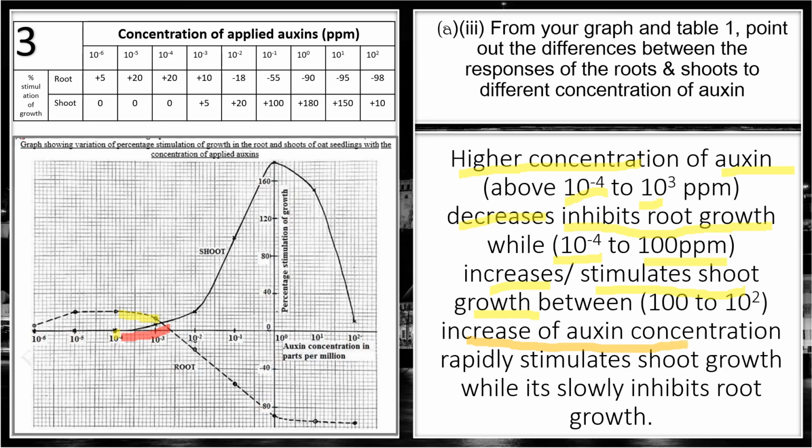Increase in auxin concentration rapidly inhibits the shoot growth, whereas it slowly inhibits the root growth. So when we increase the concentration of auxin, it rapidly stimulates the shoot growth and slowly it inhibits the root growth.